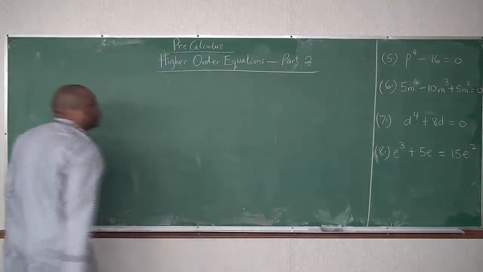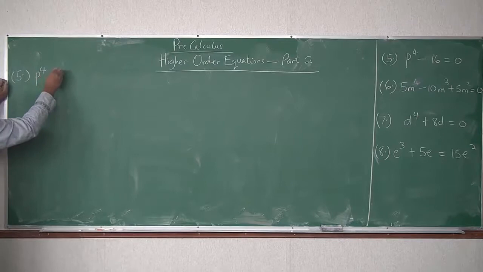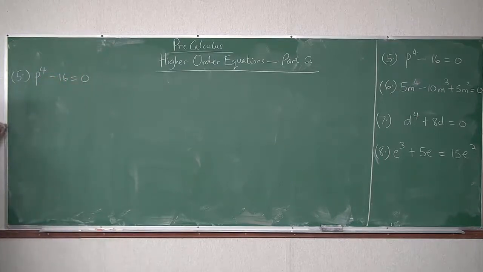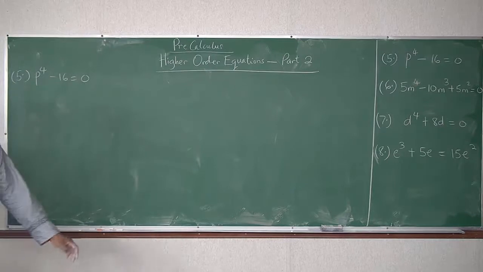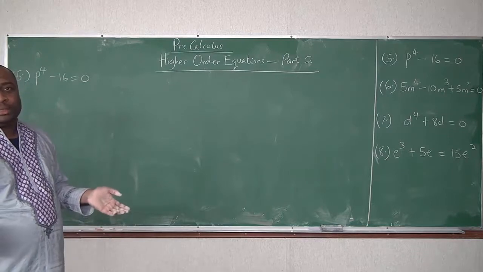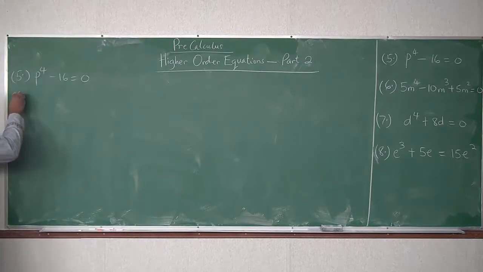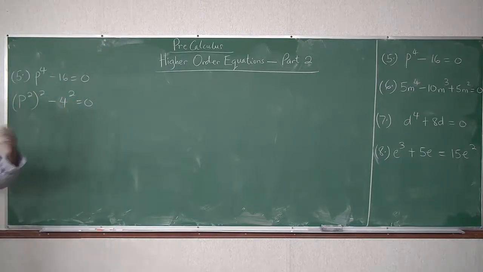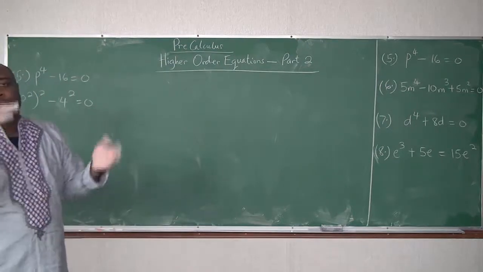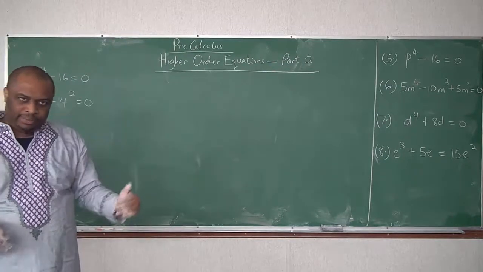So, question 5, you have p raised to power 4 minus 16 equal to 0. If you look at the left hand side, you can factor by difference of two squares. This is p squared minus 4 squared equal to 0. Like I mentioned in the previous video, you will need to view these videos on factoring in order in the playlist.